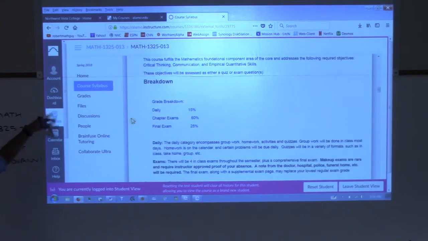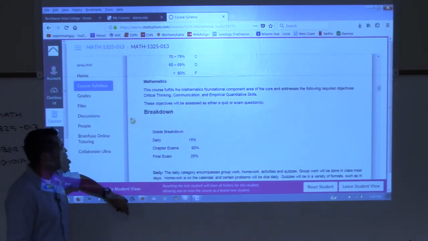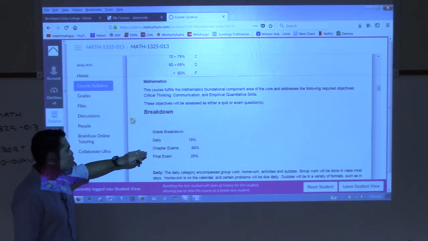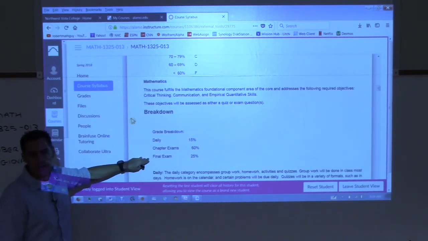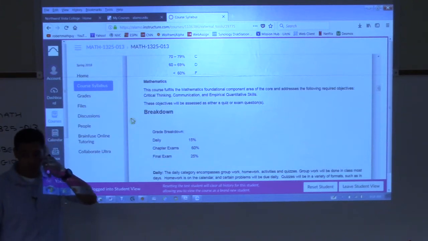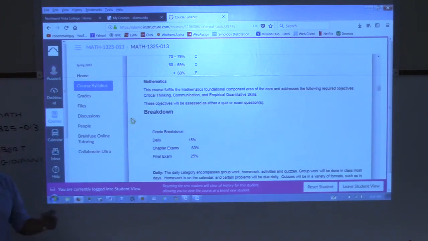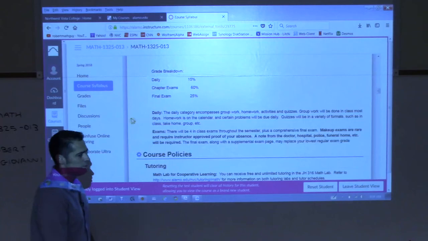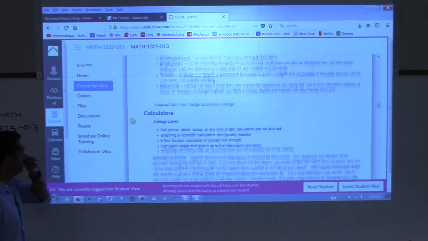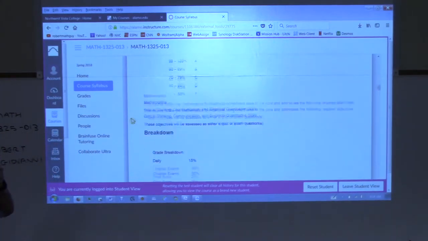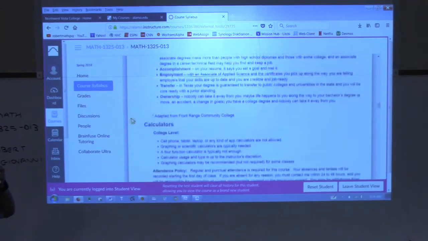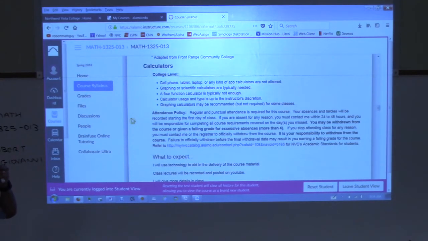Then there's just all this other stuff. Your grades are broken up by a daily grade. You're going to have 3 chapter exams and then a final exam. So daily grades can be pretty much anything. Quizzes, group works, take-home problems, whatever I tell you to do and bring back to me, I can count that as part of your daily grade. Attendance can be counted as part of daily grade. All right? Questions on that? Policies. Hold on. I should have my policy in here. There it is.